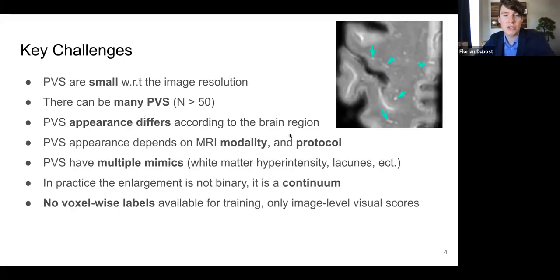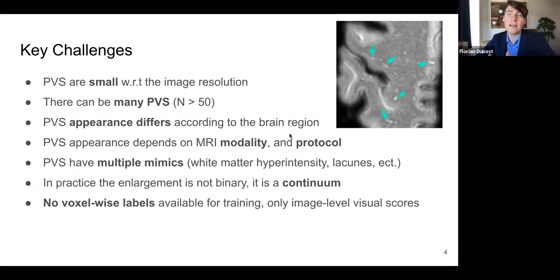So there are key challenges with quantifying enlarged perivascular spaces. First, they are small with respect to the image resolution. The small ones are just a few voxels wide. There can be many perivascular spaces in a given brain region, for example, more than 50. Their appearance differs depending on the brain region. So the perivascular spaces in the basal ganglia won't look similar to those in the centrum semiovale, for example.